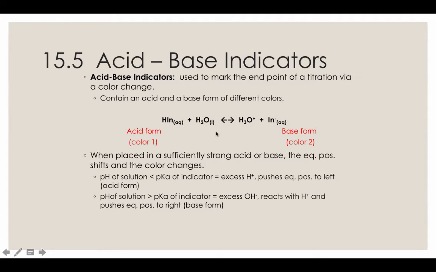On the other hand, if you put it in a solution with a pH greater than the pKa of the indicator, the excess OH- will consume the H3O+, causing this concentration to decrease and the equilibrium position to shift to the right. This will cause our equilibrium position to favor the conjugate base, or the base form, and turn the base color, in the case of phenolphthalein, pink.